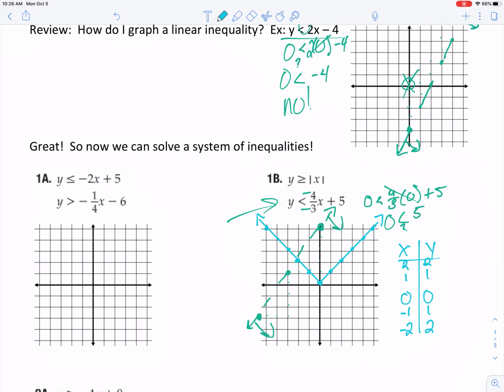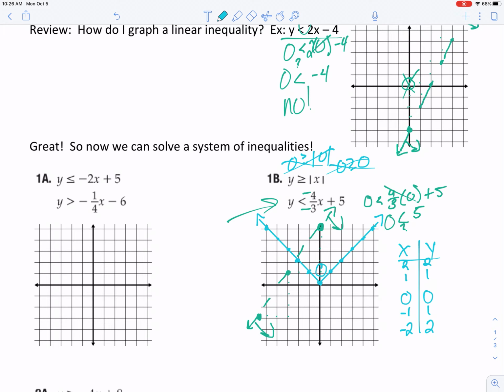Plug in 0, 0. Is 0 smaller than... Oh no, I can't use 0, 0, can I? Look, this is where I ended up. 0, is 0 bigger than or equal to 0? You can't do that because, of course, it's going to be on the line. You need to pick a point that is not on the line. So maybe I'll pick 0, 1.